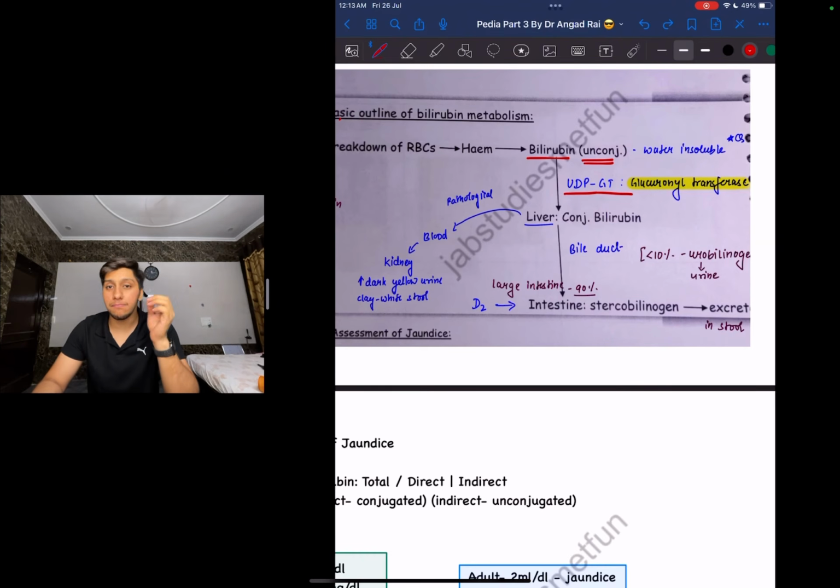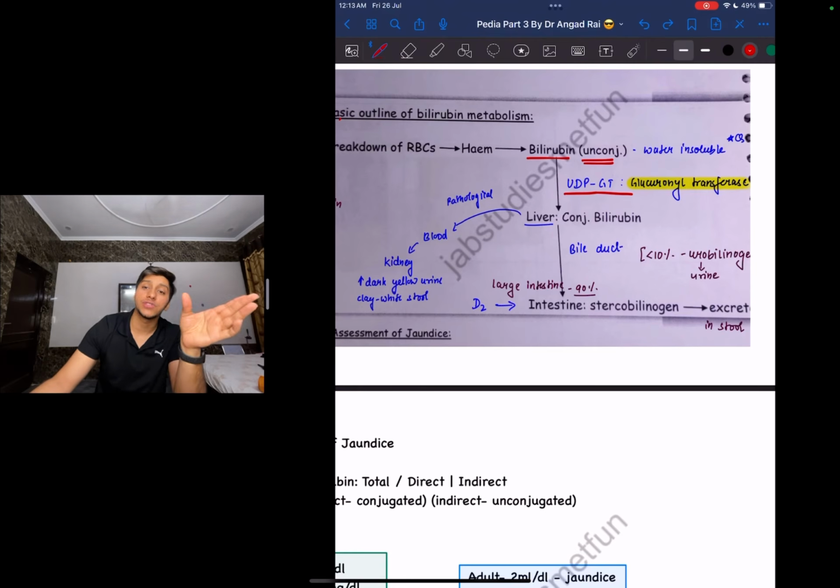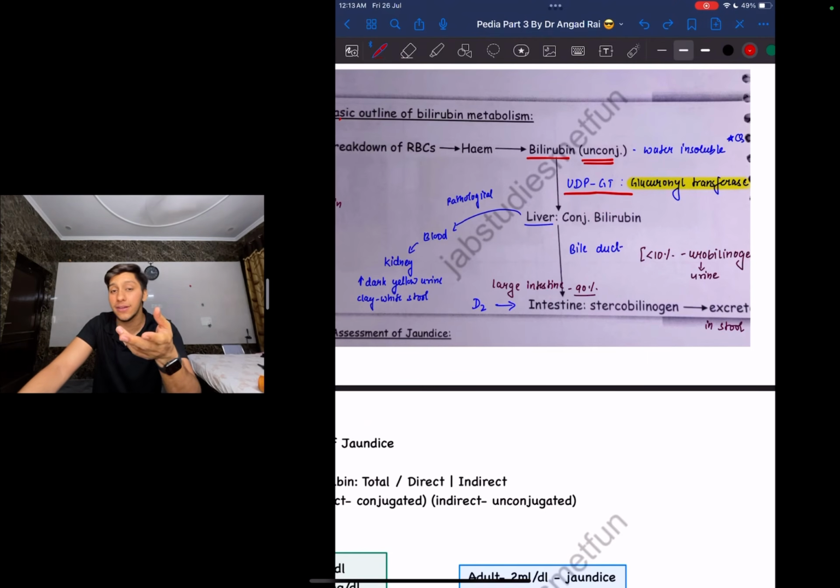And you know, guys, blood is filtered with the help of the kidney. And all this bilirubin will now go into the urine. Earlier, 10% was there; now almost everything will go into the urine, and then there is nothing in the stool. So that's why you will see clay-colored, straw-colored, pale stools, and bright yellow urine will be there in case of any abnormality.